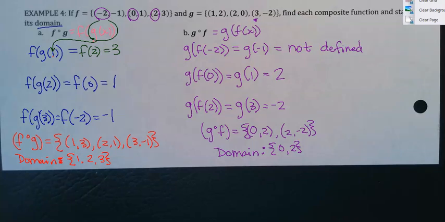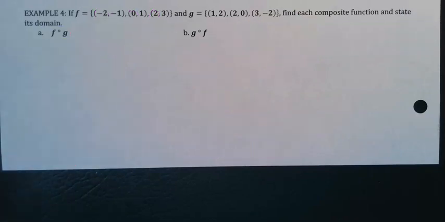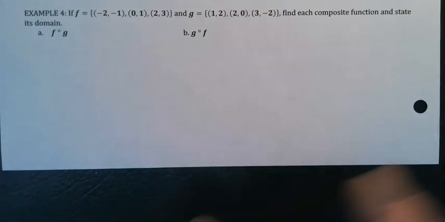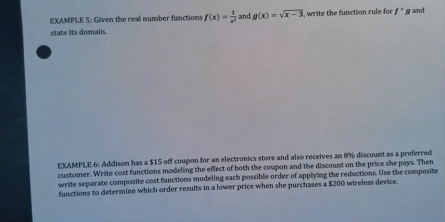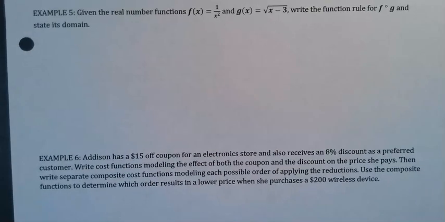On to the next sheet, number 5. Like I said, we have a long thing to start this section off here, giving you lots of practice and information. Okay, so in example 5, if we're given the real number function f of x equals 1 over x squared and g of x equals the square root of x minus 3, write the function rule for f of g and state its domain. Whew, okay.